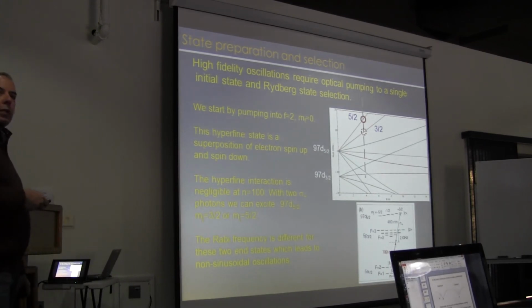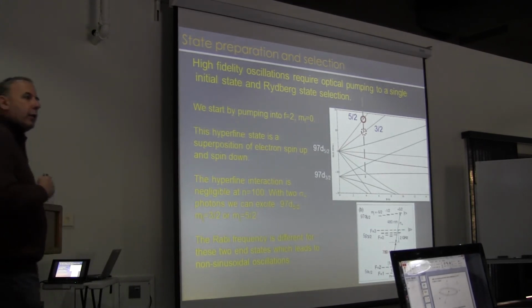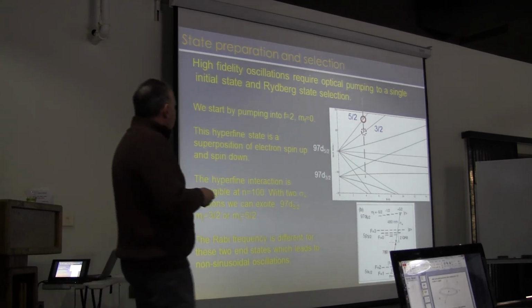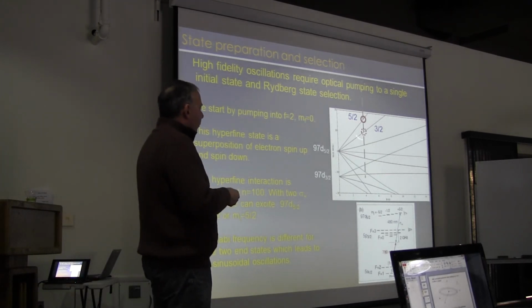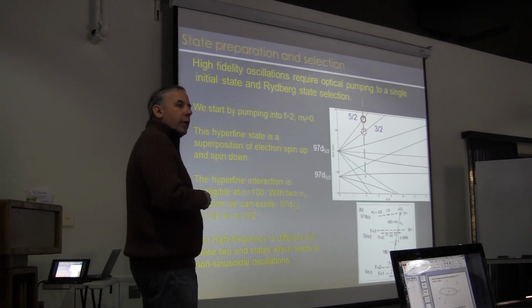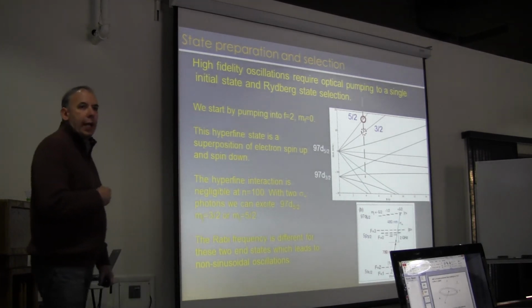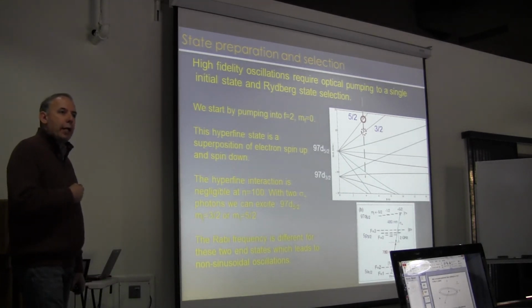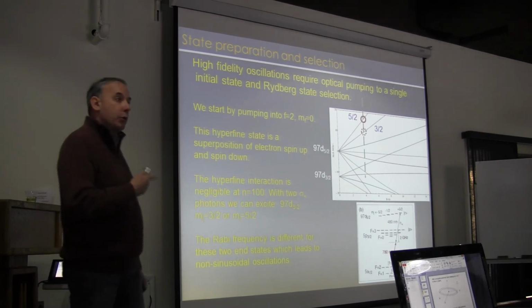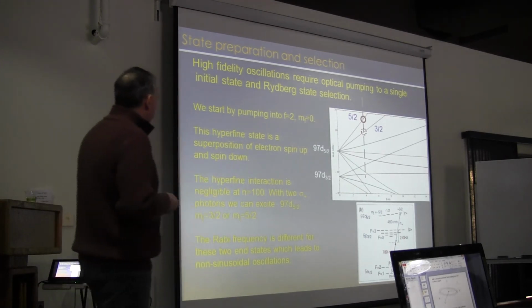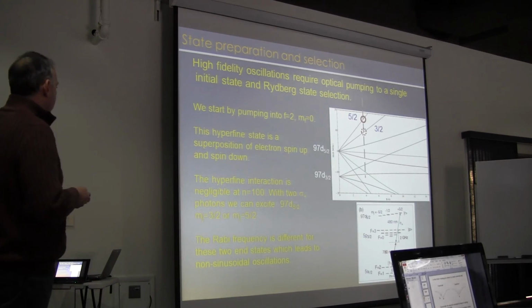There are methods of selecting a single Rydberg fine structure state without this kind of field isolation by choosing the intermediate state, the p state, to have a lower angular momentum, and thereby by selection rules you only get up to one Rydberg state. But that's a slightly different discussion.